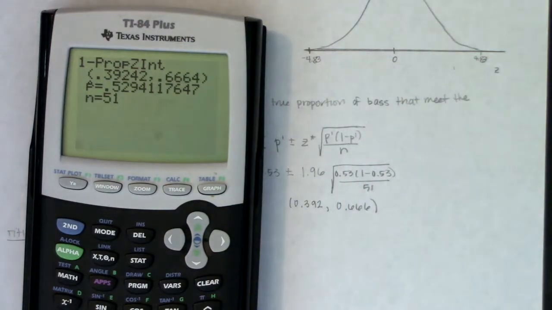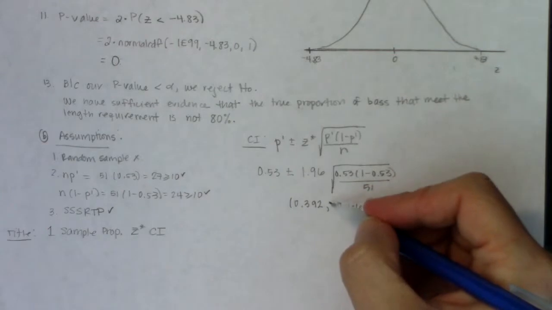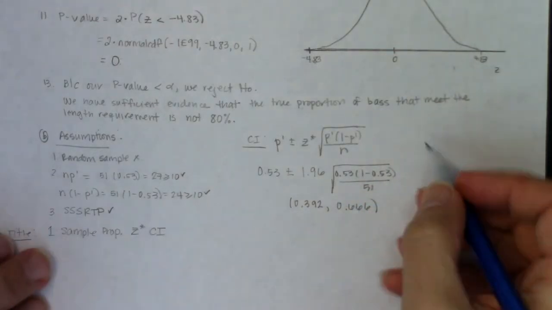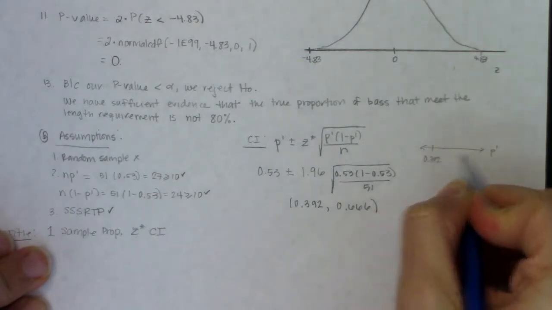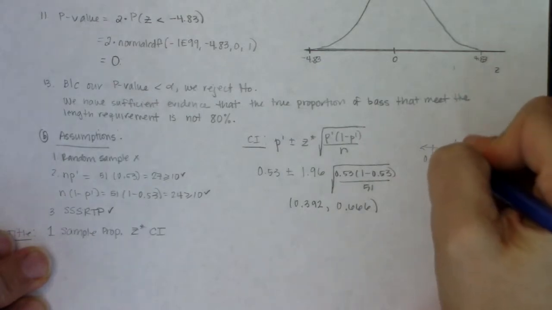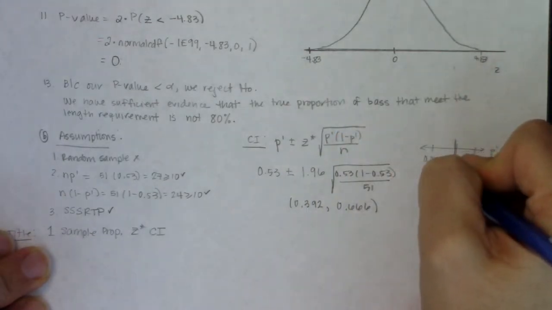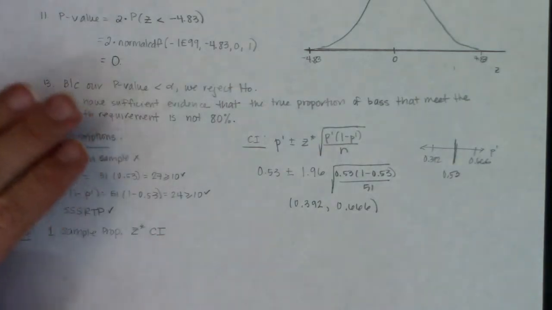Just to remind yourself, what number is right here in the middle? If I was going to make an x-axis of sample proportions, with 0.392 and 0.666, what number is always dead in the middle? Well, that is 53%. So don't forget that from last chapter. We're getting there, but we still have to interpret it.